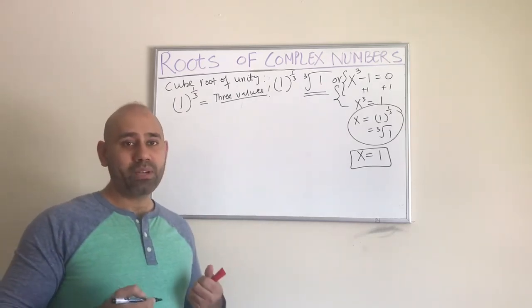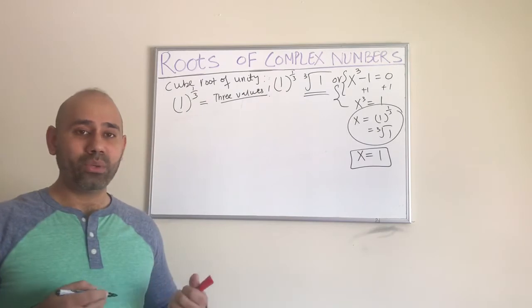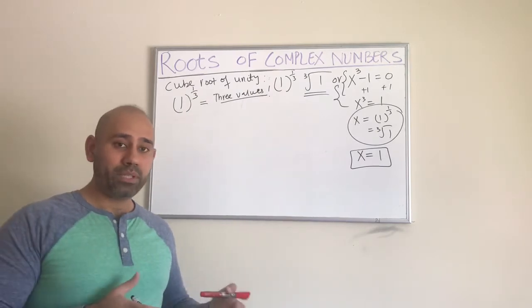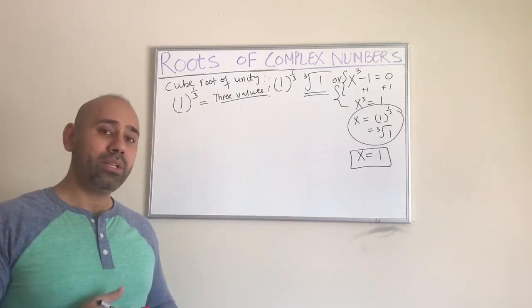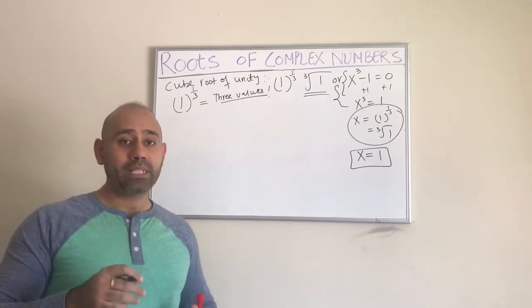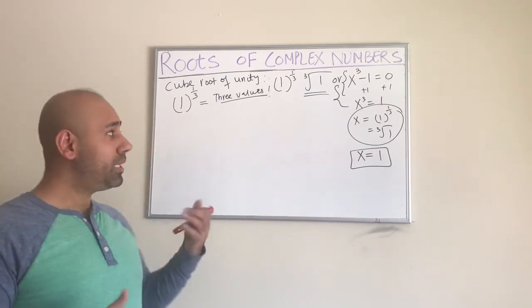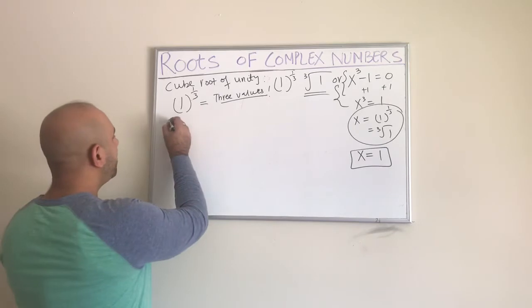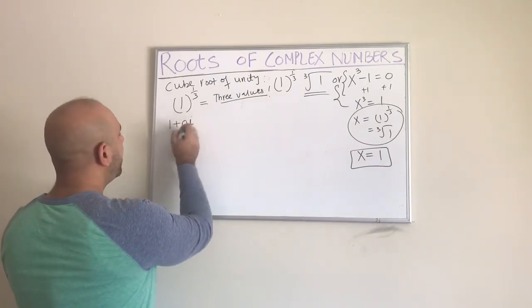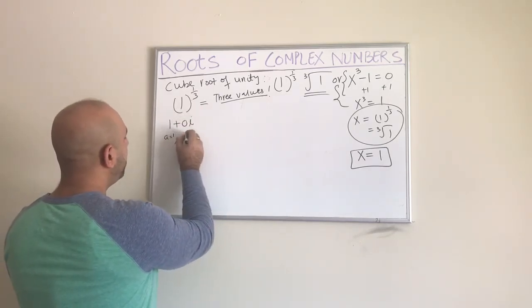If you have already watched my videos, or if you have gone through everything before this particular section in the textbook, guys, then you know how to transform a complex number from standard form to polar form. So let us quickly do that. In order to do that, I'm going to rewrite this as 1 plus 0i. Guys, my real part a is 1, my imaginary part b is 0.